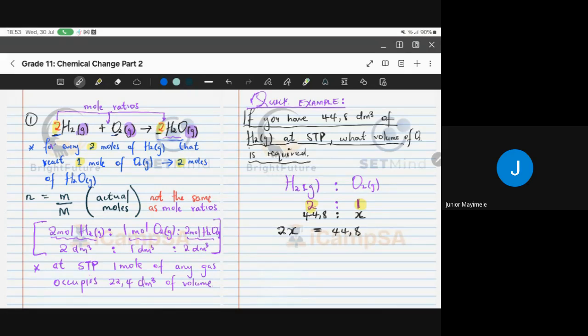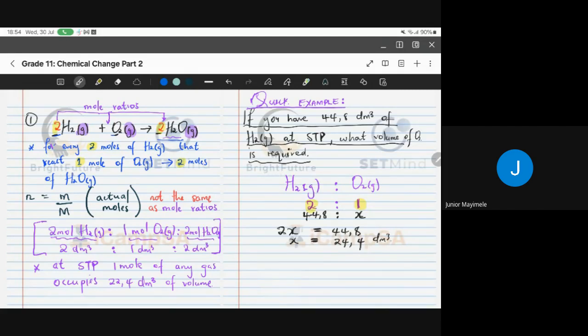Right. So now, if the molar ratio or the mole ratio of hydrogen to oxygen is 2:1, what about the volume? We know that 44.8 is 2x. Now, what is that x? When we solve for x, it should be half of 44.8, for the sake of this example.